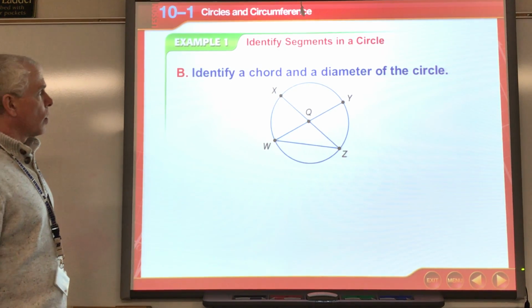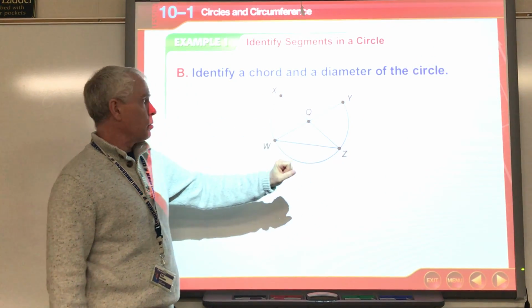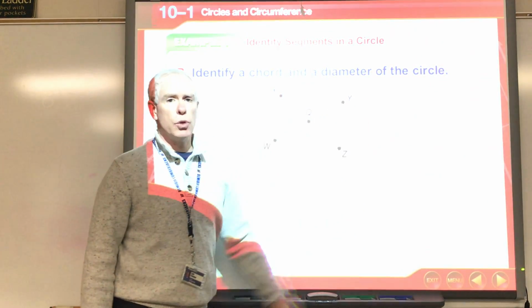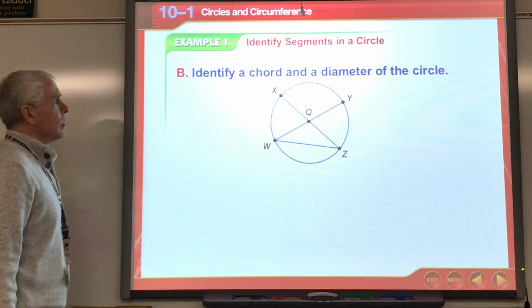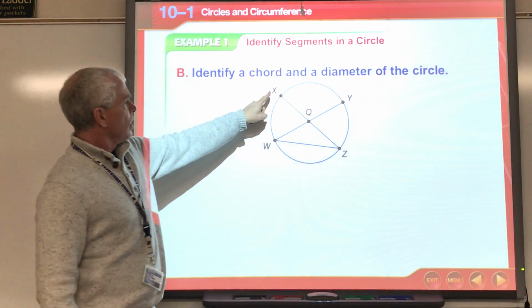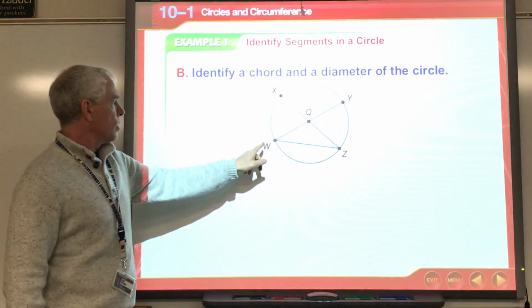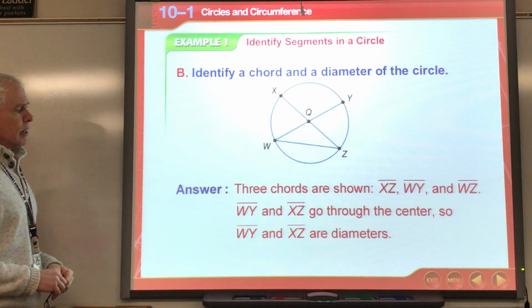So a chord goes from edge to edge. So line segment XZ would be a chord. Line segment WY would be a chord. And line segment WZ would also be a chord. And a diameter is a special kind of chord that goes through the center. So XZ would be a diameter, and so would WY. Okay? And so you'll see that here as they write it out.